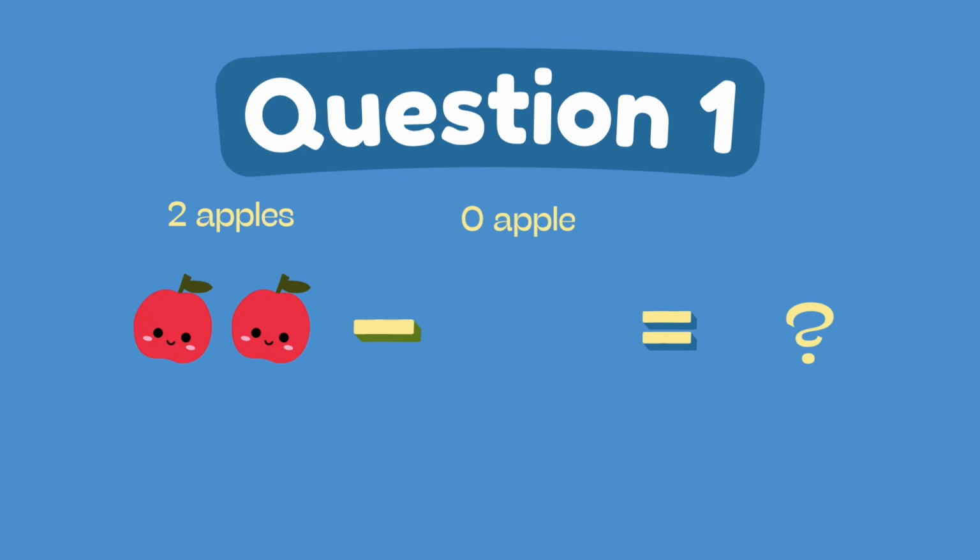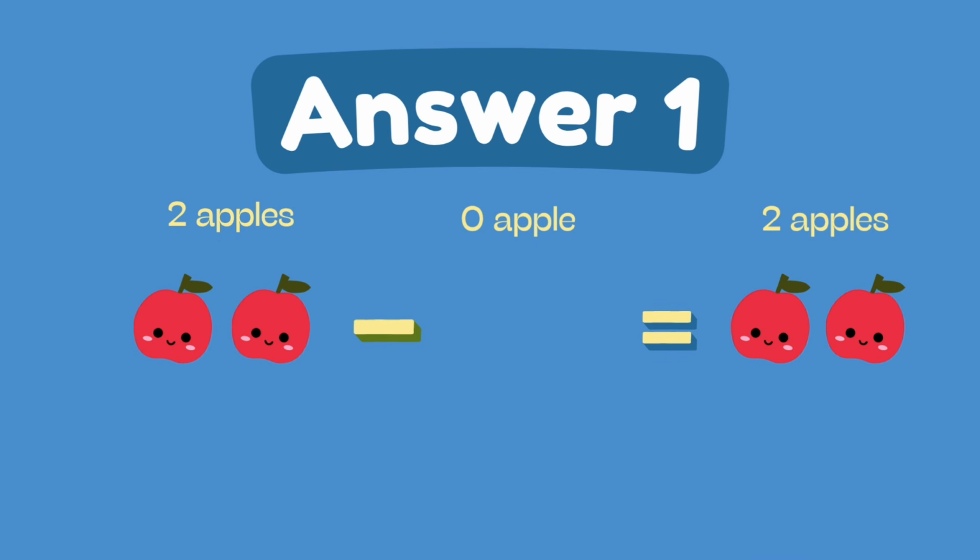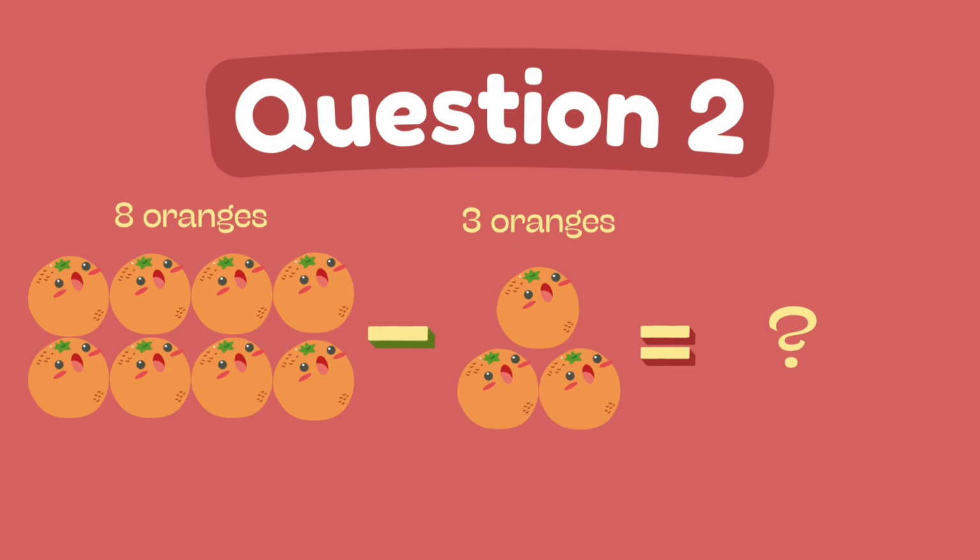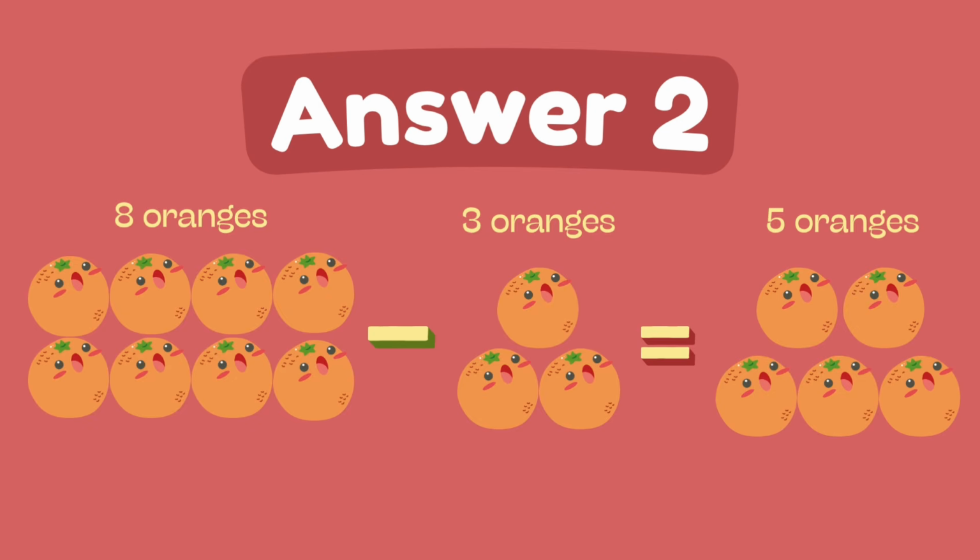What is 2 minus 0? The answer is 2. What is 8 minus 3? The answer is 5.